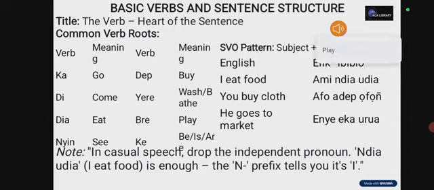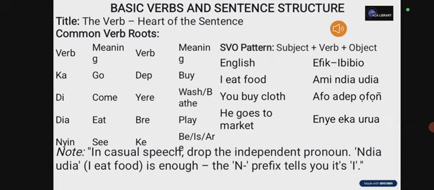Basic verbs and sentence structure. Efik-Ibibio uses subject-verb-object order, or SVO, just like English. That means the person or thing doing the action comes first, the action comes second, and the receiver of the action comes third. The difference is how much information the verb carries.